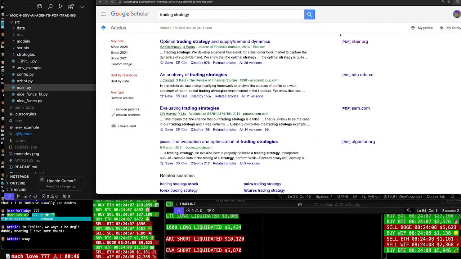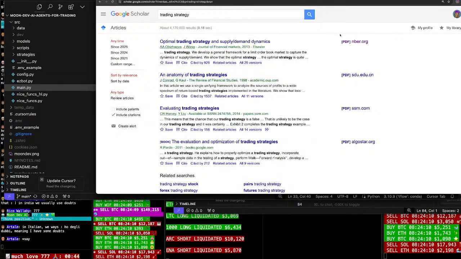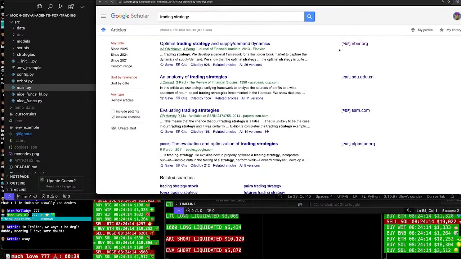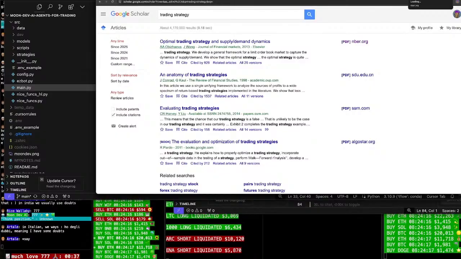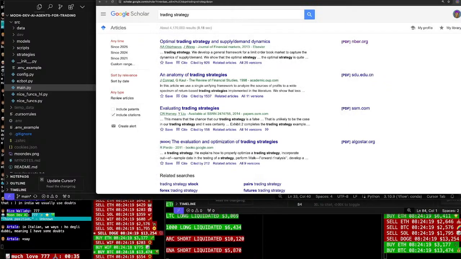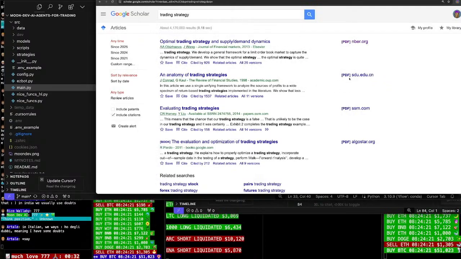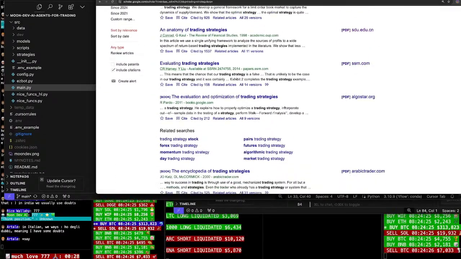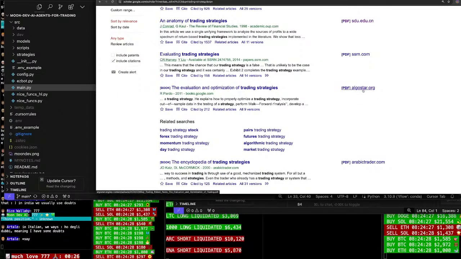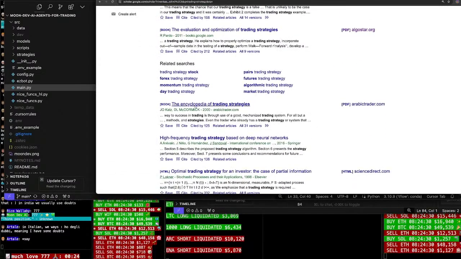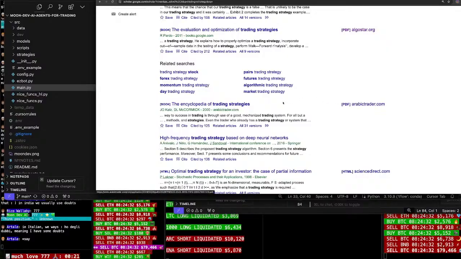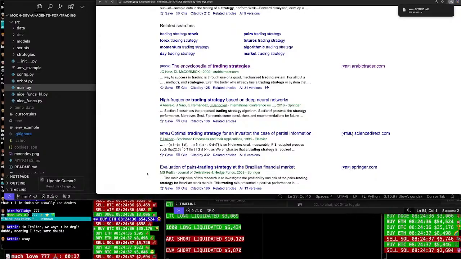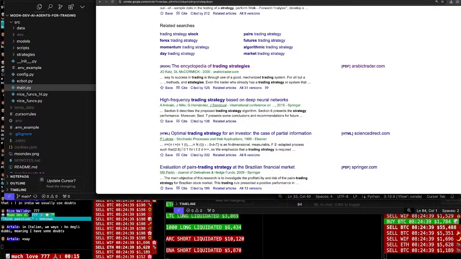Now, a lot of these papers are not public, pretty much. There's ways to get around that, I'm sure. But I'm going to open a bunch of these up. An autonomy of trading strategies. Evaluating trading strategies could be good. The evaluation and optimization of trading strategies, like these all, if you're brand new, the encyclopedia of trading strategies, yeah, of course. Arabic Trader, high frequency trading strategies. So you can see that one just downloaded a PDF for me.